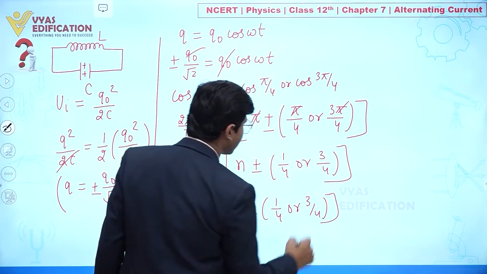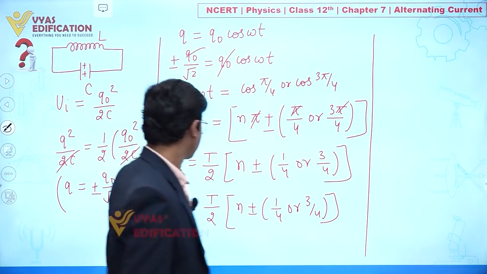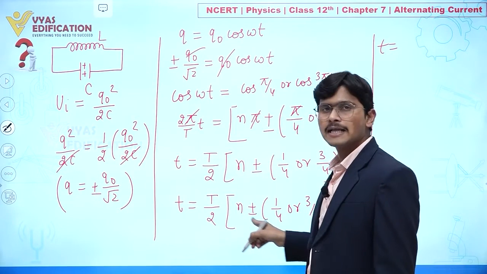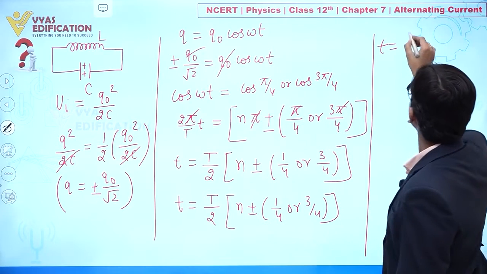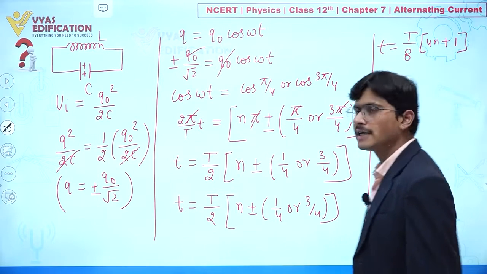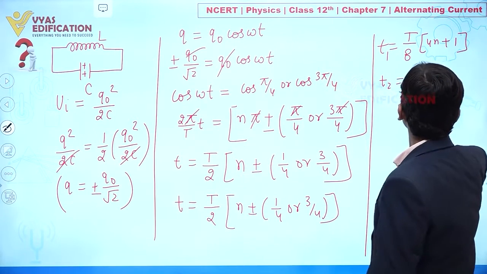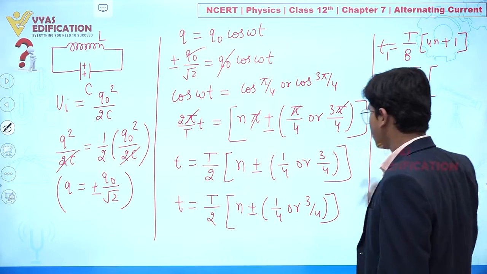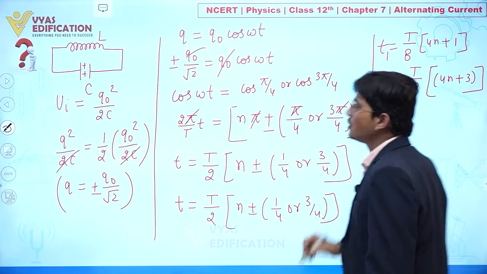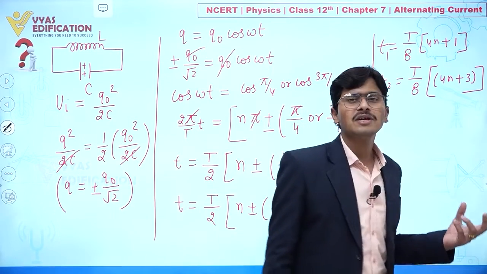Now you may ask, sir, why are you writing this? Because we are actually finding two different times. Taking LCM 4, t1 is given by T by 8 times 4n plus 1, and t2 is given by T by 8 times 4n plus 3. So like this we can find two different times.